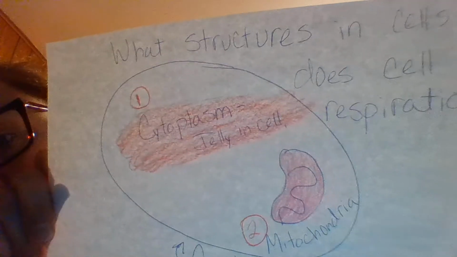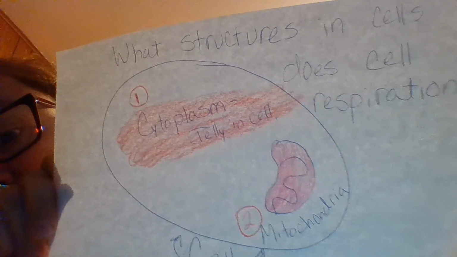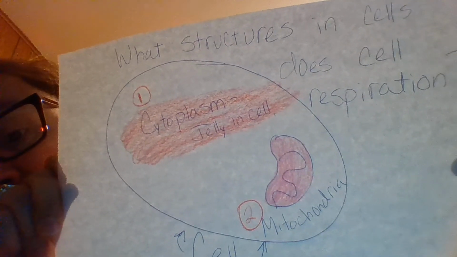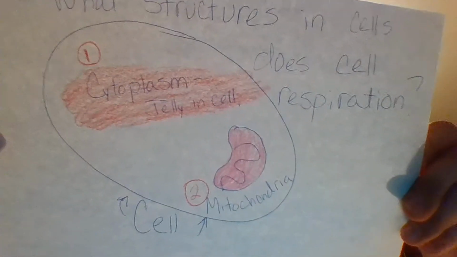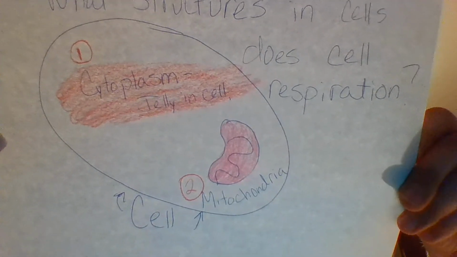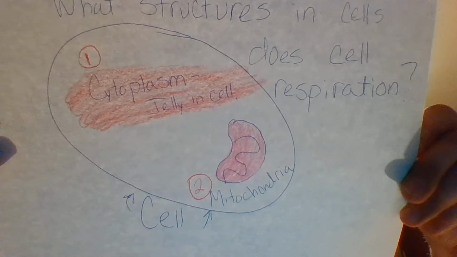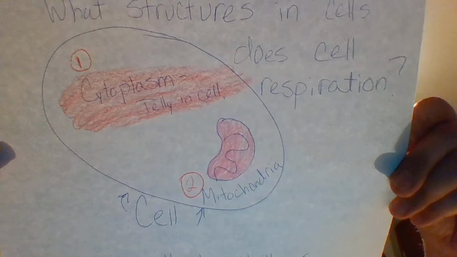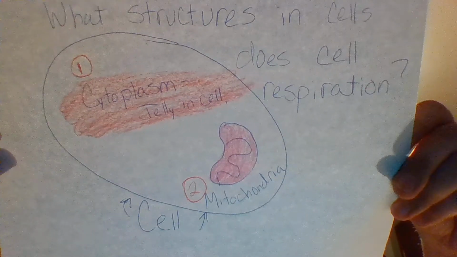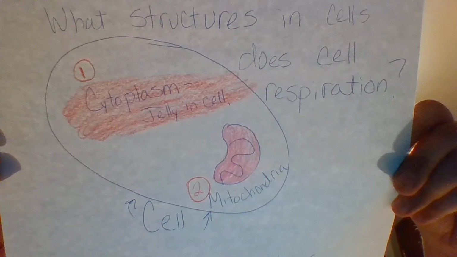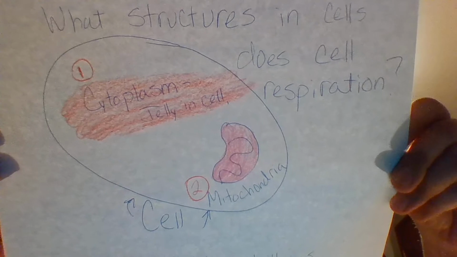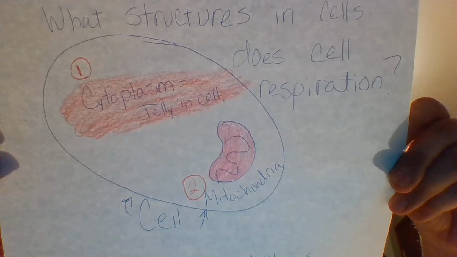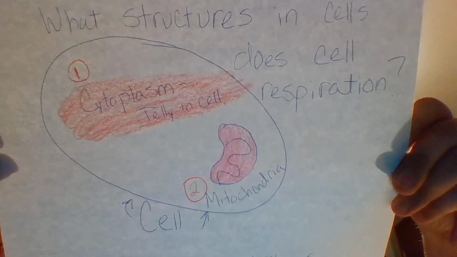Structures involved in cell respiration. Okay, so there's actually 2 places where cell respiration is taking place. The first place is the cytoplasm, and that's where step 1 of aerobic cell respiration occurs. The cytoplasm is also the only place that anaerobic cell respiration can take place. The second structure is the mitochondria.